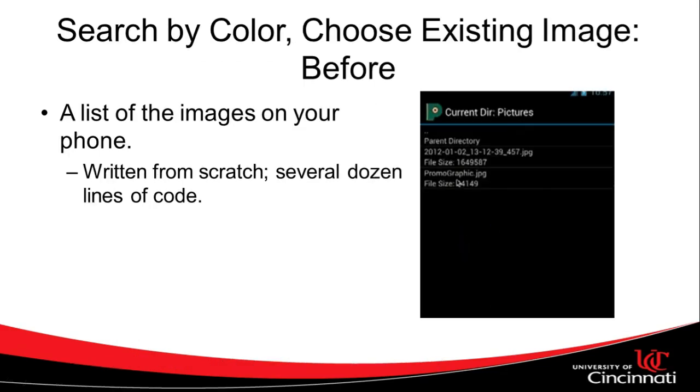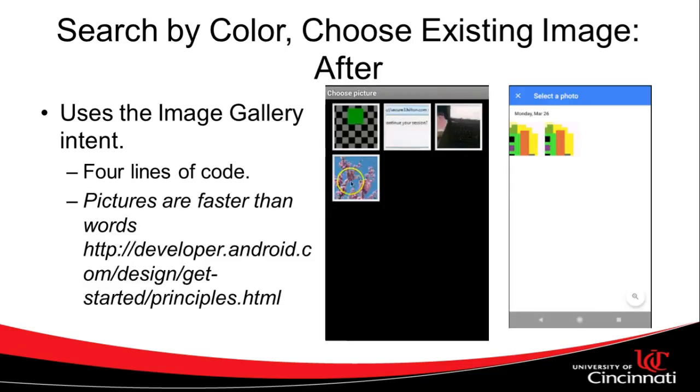Now, search by color. What it would do originally if you wanted to open an existing image is it would show you the file name. Now, what use is that? You have no idea what the image looks like by the file name. So these are generation 2 and generation 3. You see here I use the image gallery, so it's showing the photos that are actually saved on the phone's SD card.